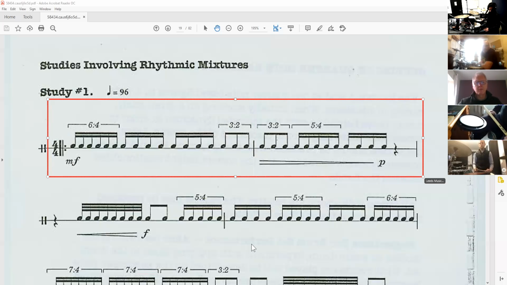I'm going to unmute everyone in case there's questions. We don't need to worry about the dynamics. I know there's dynamics notated there, but that's fine.